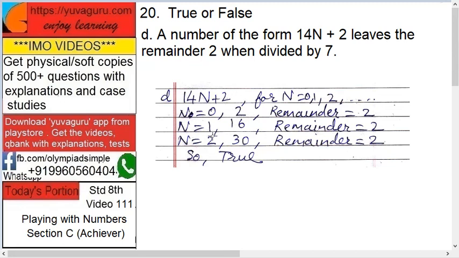Okay. For 1, 14 into 1, 14 plus 2, 16. So remainder is 2 again. Similarly 30, remainder is 2. So you go on and on, the remainder will be 2. So 14n plus 2 when divided by 7 will always leave a remainder of 2. So the answer is true.